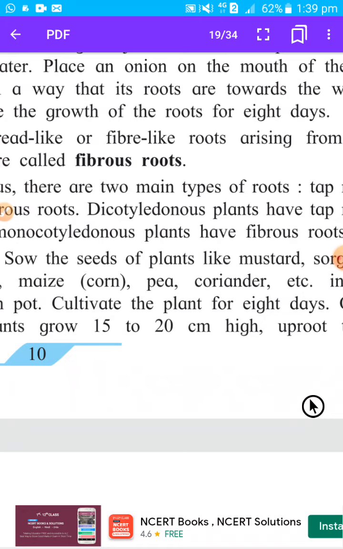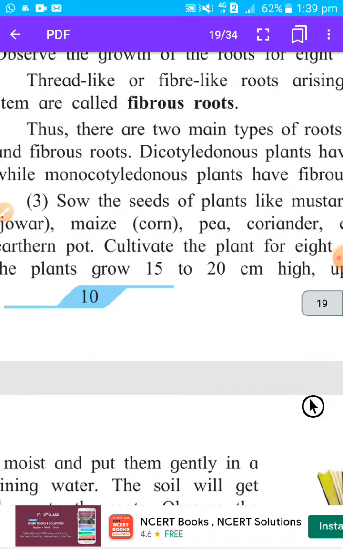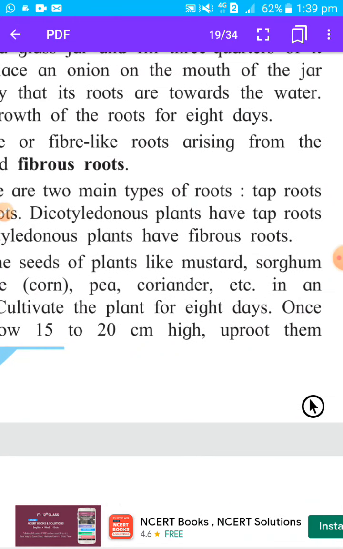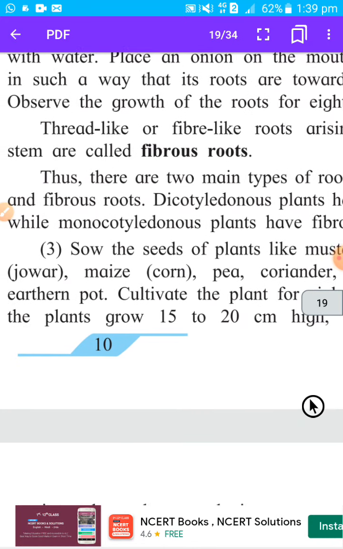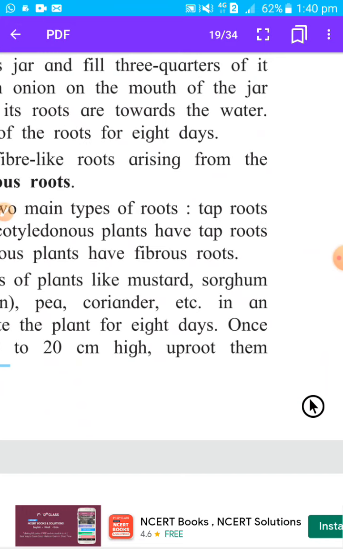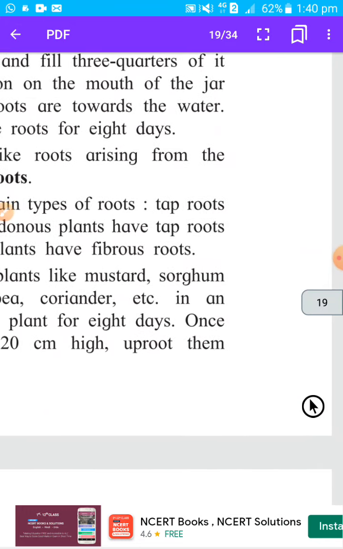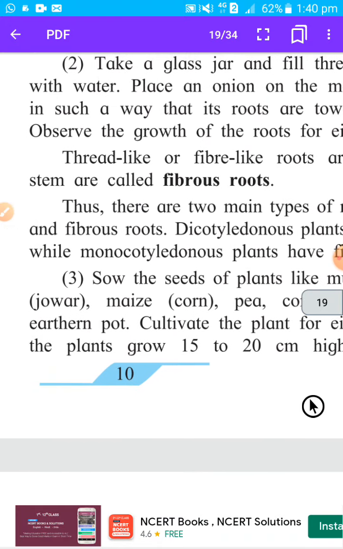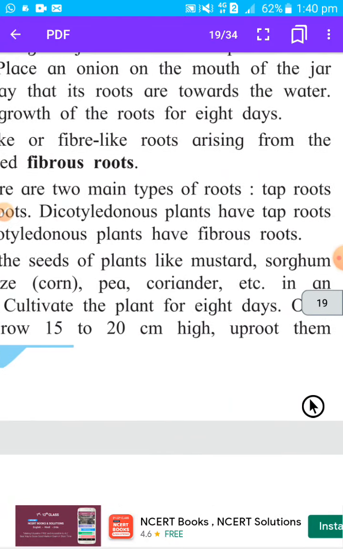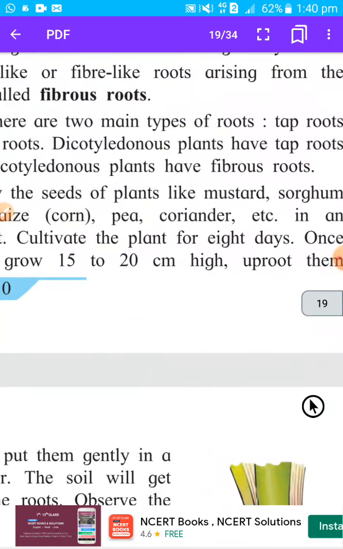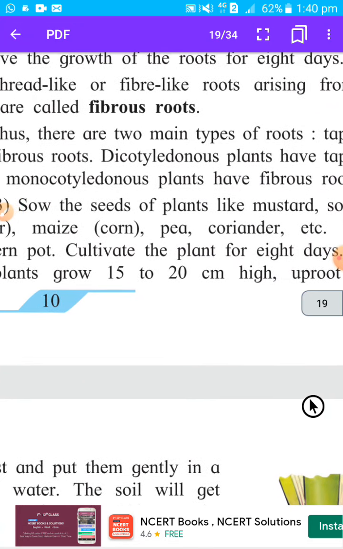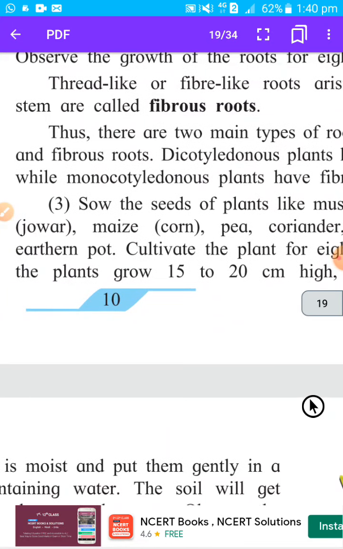Then third activity: sow the seeds of plants like mustard. Mustard means in Marathi mohri. You must have seen it in your home. Then sorghum or jawar, maize, that is corn, pea means watana, then coriander means kothimbir, etc., in an earthen pot. Cultivate the plant for 8 days. Once the plant grows 15 to 20 centimeters in height, uproot them. So we have to take these seeds of mustard, jawar, corn, pea, coriander, and sow them in an earthen pot.